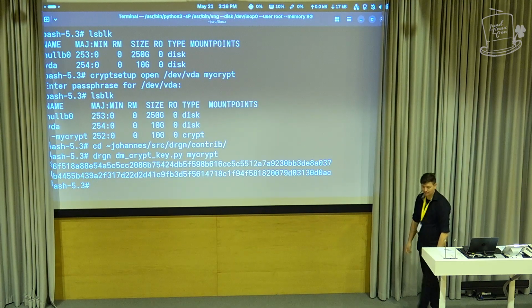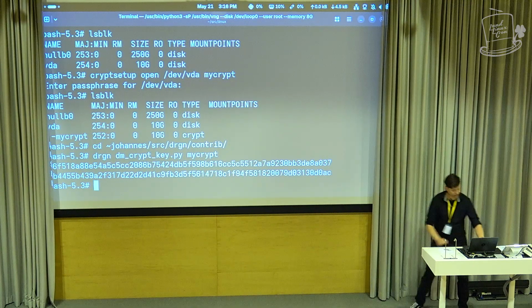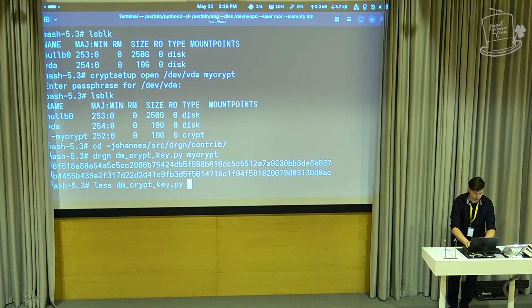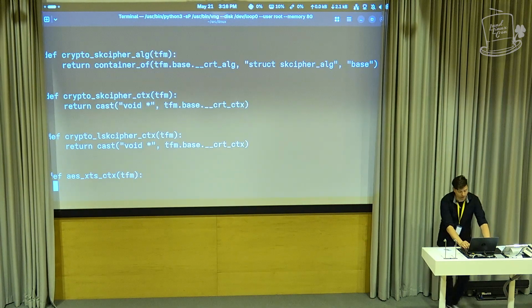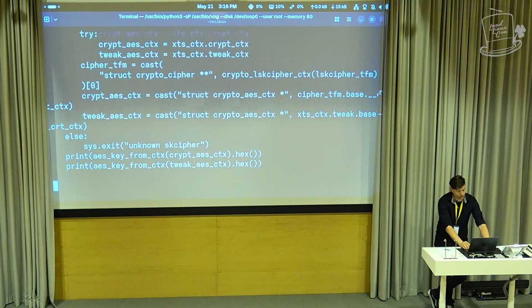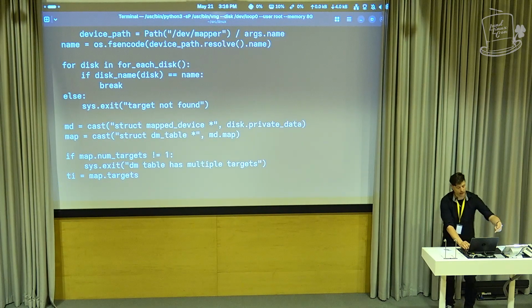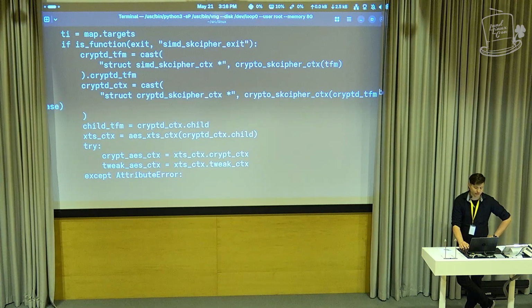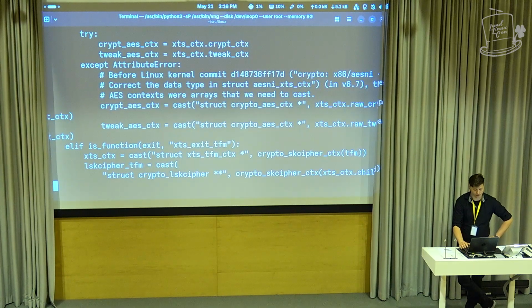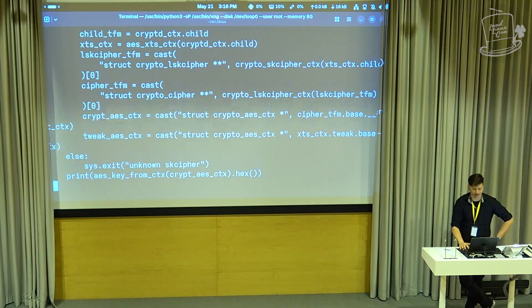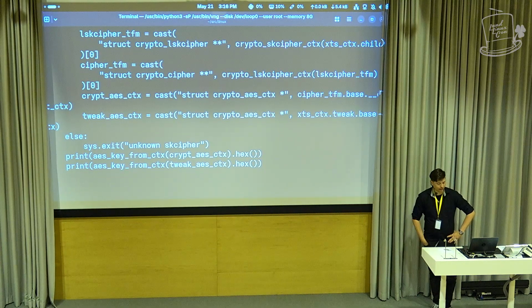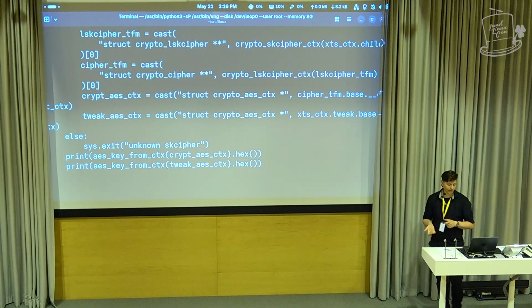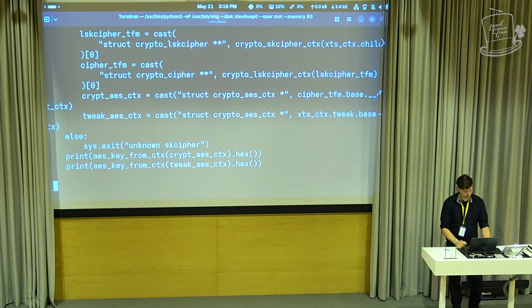So that's the keys. But we can also look at the script itself. It's just a usual Python script. It looks for the disk, and then it casts some data structures until it finds the right data structures, and then yada yada, like use your kernel code with lots of helpers, and then you get from the AES context the crypto key and the tweak key that the encrypt uses.